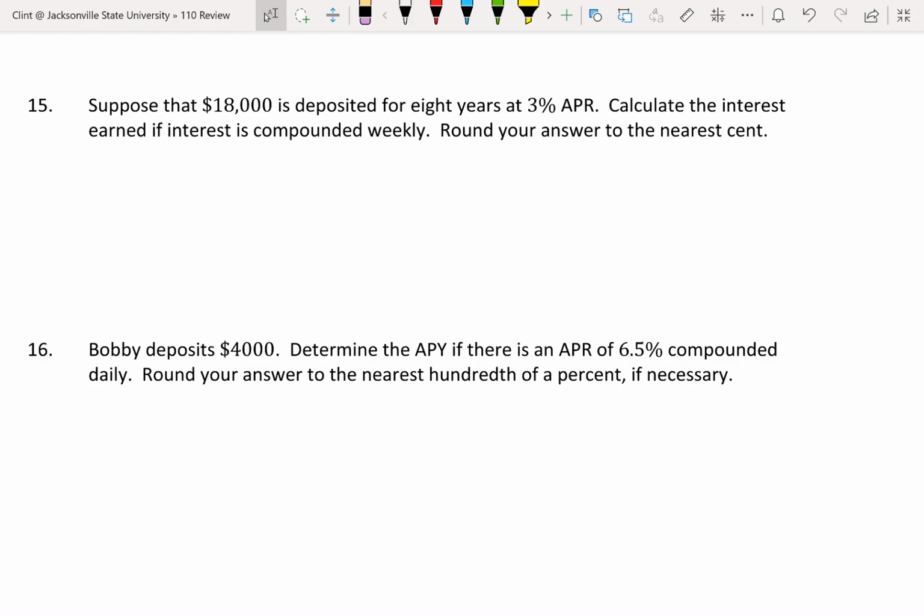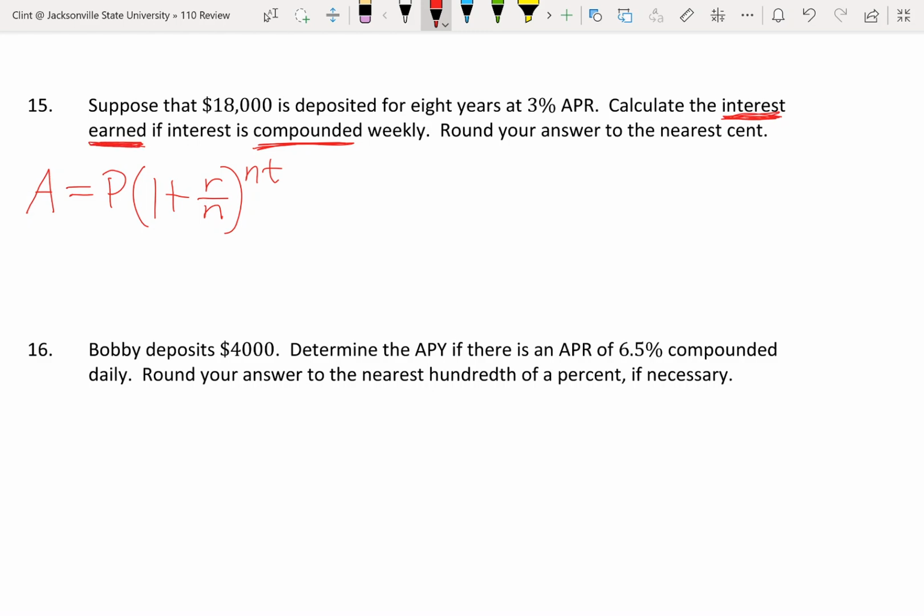All right, 15. So suppose $18,000 is deposited for 8 years at 3% APR. Calculate the interest earned if interest is compounded weekly. And again, we're dealing with the compound interest formula, but this one is a little bit different because what's it asking us for? It doesn't want the total amount. It just wants the interest.